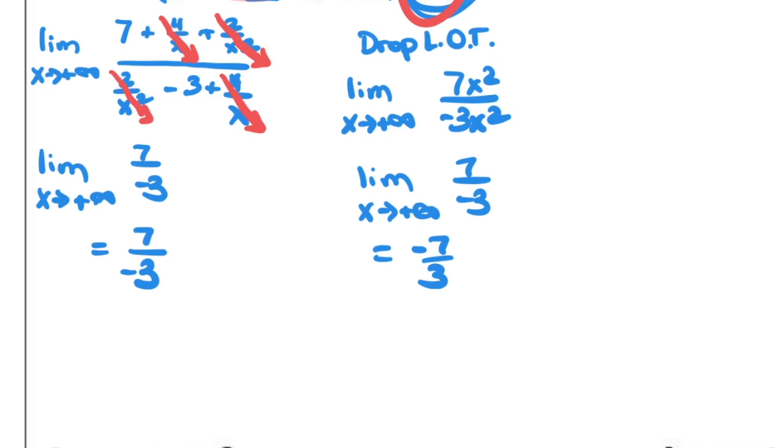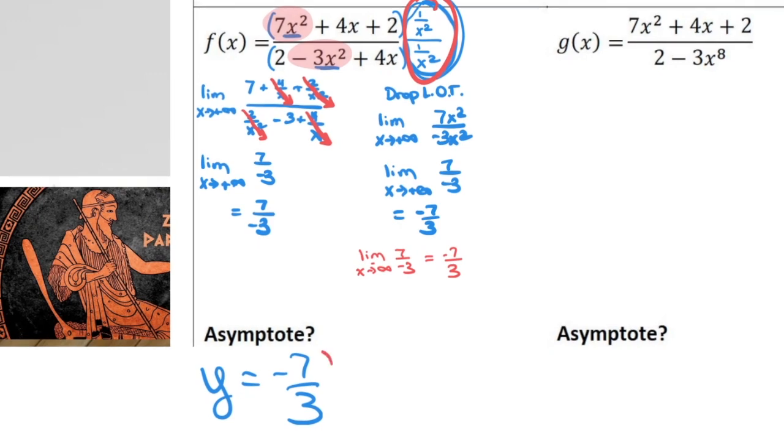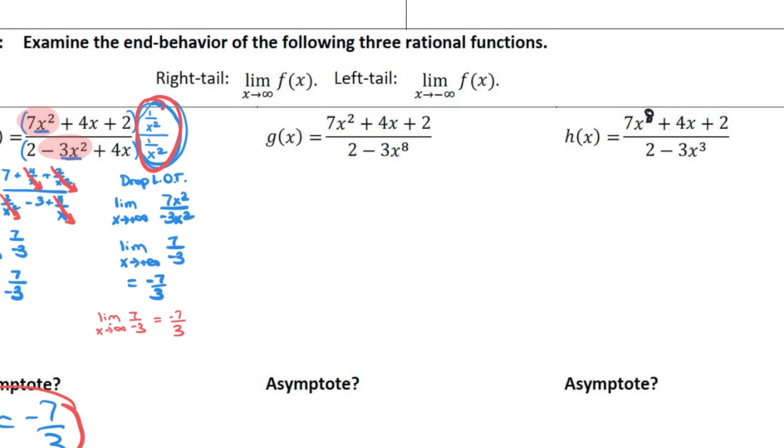All right, so if we drop those lower order terms again, we will now have the limit as x goes to negative infinity of our, the x squareds are going to cancel again. And we're once again left with negative 7 over 3. So this horizontal asymptote lasts on both the right and the left side of the function, and all is well.